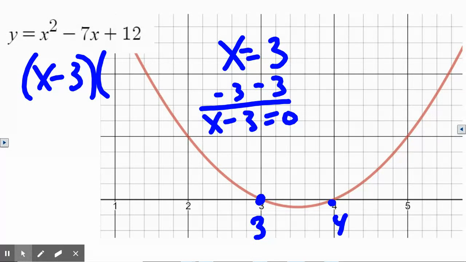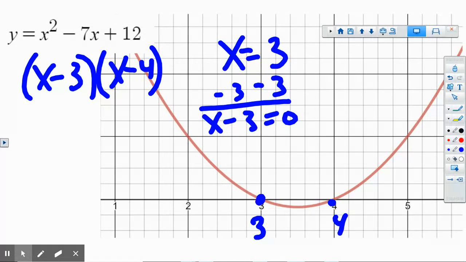I could do the same thing with 4, and I'd get x minus 4 equals the other one. So the factored form of x squared minus 7x plus 12 is x minus 3, x minus 4. So that's what happens.